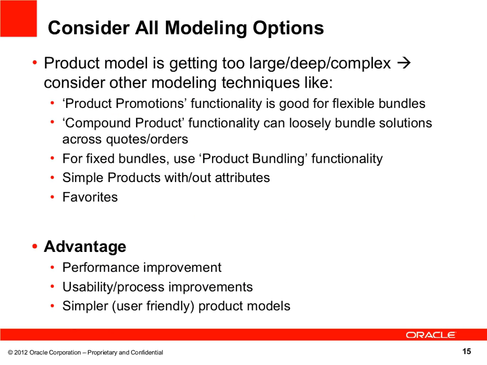Okay, next point is very important in my eyes. If you work with product models and they're becoming larger and larger, deeper and more complex, then it might be time to think about some additional modeling techniques, some alternatives. And these alternatives are product promotion functionality, compound product functionality, fixed bundles, simple products with and without attributes, and favorites.